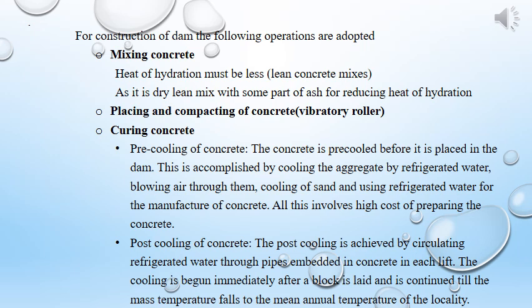In pre-cooling, the concrete is pre-cooled before it is placed in the dam, using refrigerated water for the mixing, or by cooling the coarse aggregate by spraying refrigerated water over it, so that it will take up some of the heat of hydration. In post-cooling, this is achieved by circulating refrigerated water through pipes embedded in the concrete in each lift.